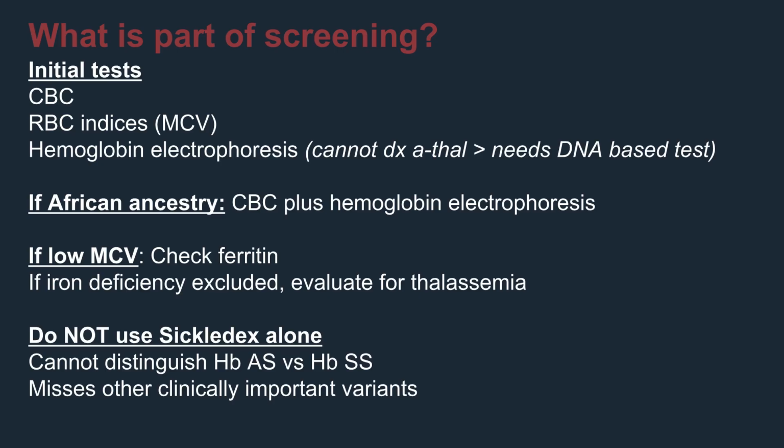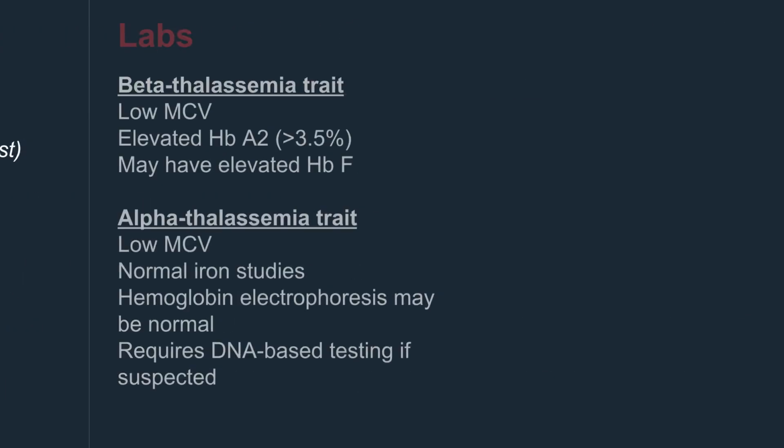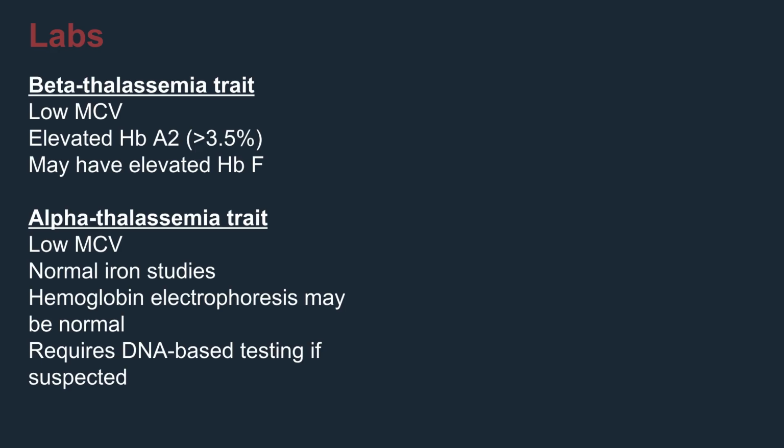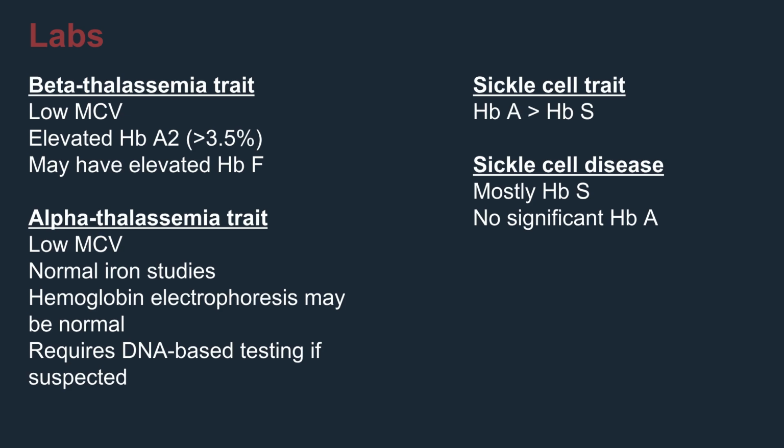Note that for alpha thalassemia, you need to order DNA-based testing, like a Southern blot or PCR, as electrophoresis cannot identify it. If the MCV is low, check ferritin first, because iron deficiency is common. There is a screening test called SickleDex, and it tells you if sickling is present, but it does not tell you whether the patient has trait or disease, and it misses other important hemoglobin variants. Low MCV plus high HbA2 equals beta-thalassemia trait. Low MCV plus normal ferritin plus normal electrophoresis means think alpha thalassemia and order DNA testing.